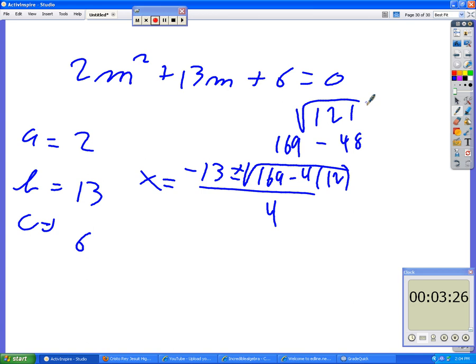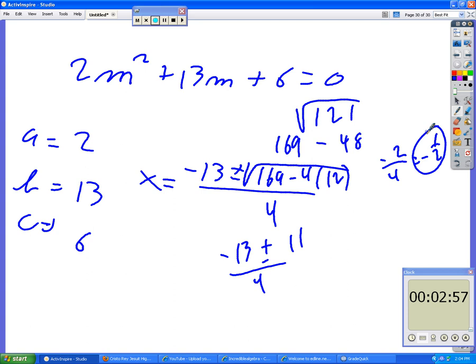And what's the square root of 121? 11. Square root of 121 is a perfect square. So I have a negative 13 plus and minus 11 over 4. What's a negative 13 plus 11? Negative 2 over 4 is a negative 1/2. A negative 13 and a negative 11, negative 24, right? Over 4, which is negative 6.